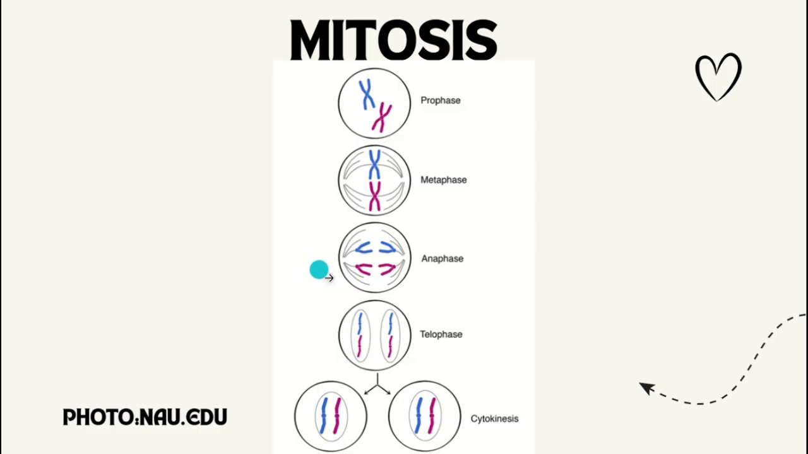As we move down to anaphase, by the way, a way to remember: prophase, pro means before. So before, they become condensed. And then metaphase is from middle, they line up in the middle. Anaphase means away.